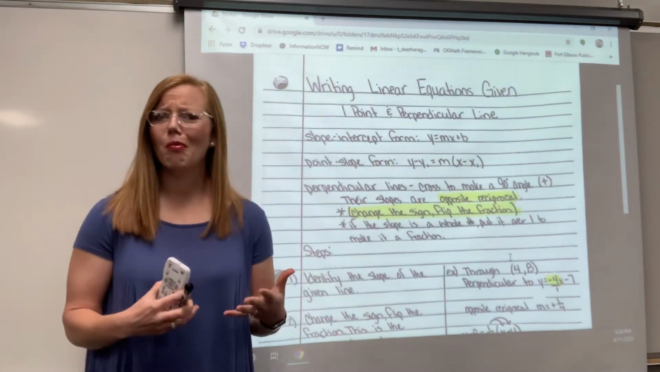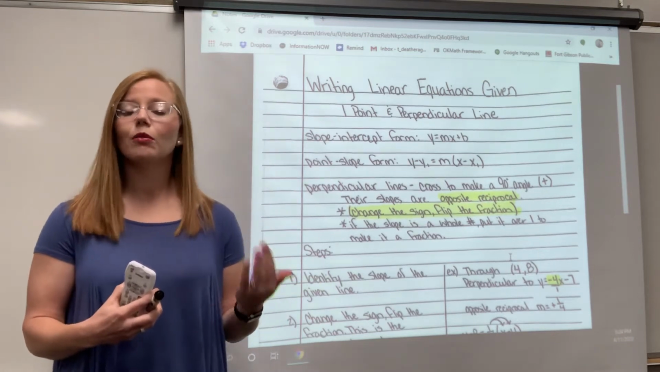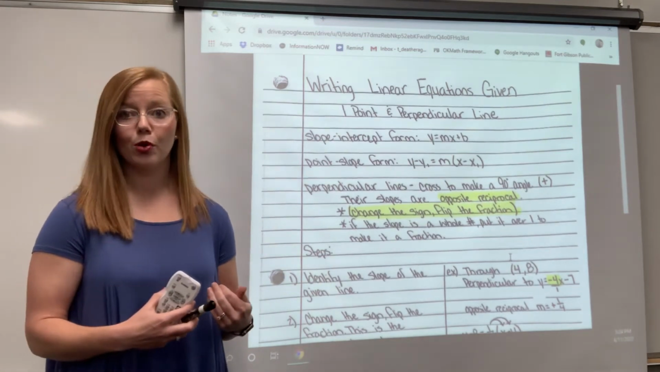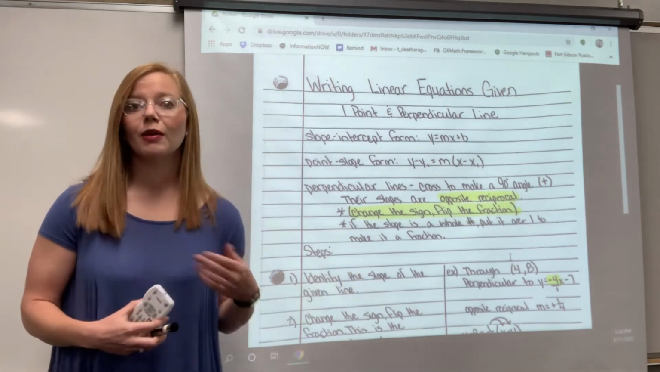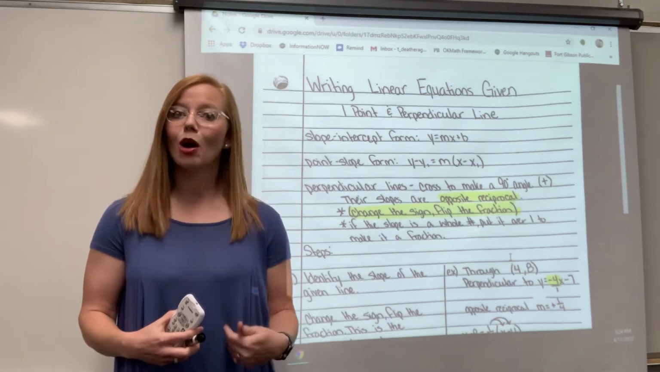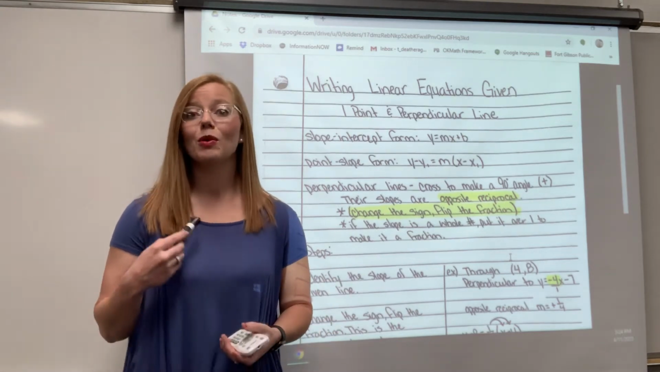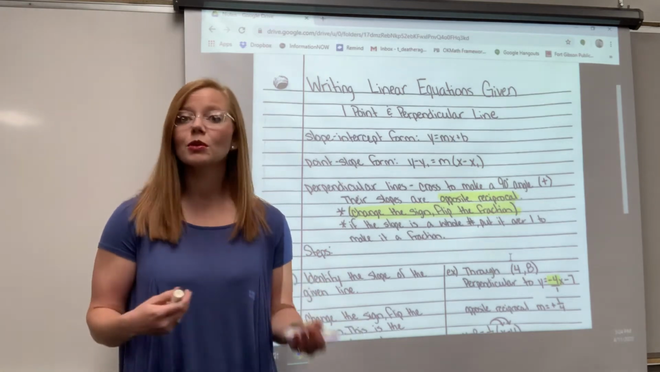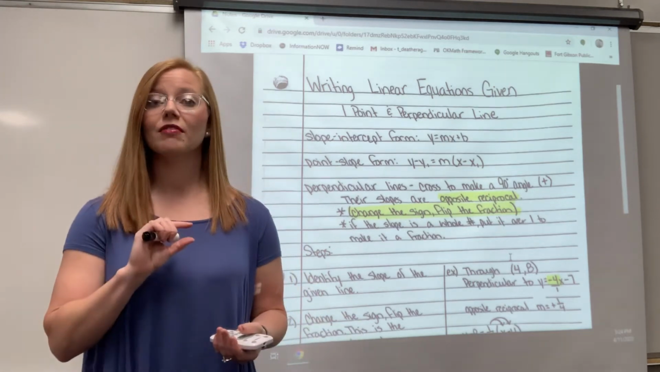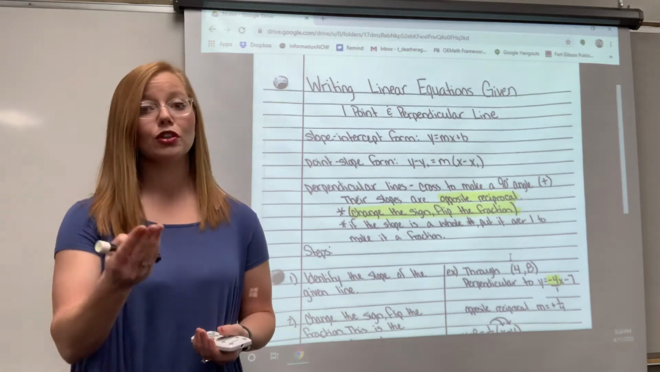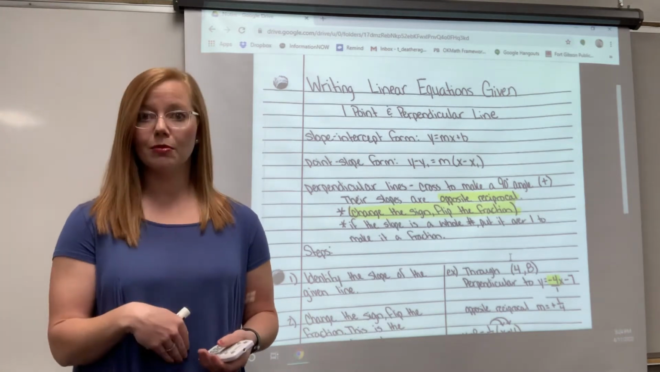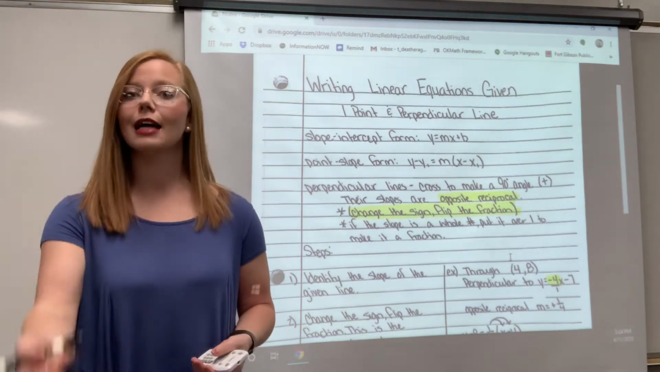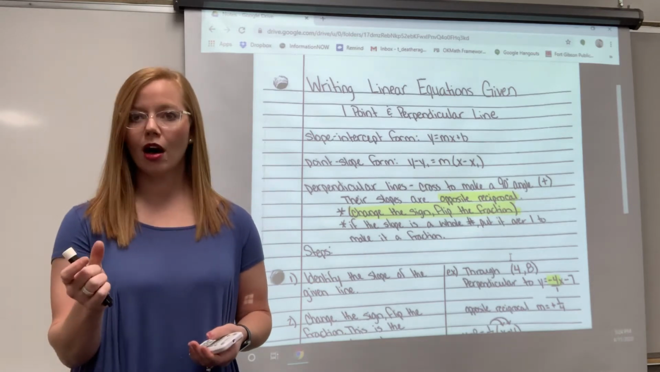Those are pretty mathy words, and so I wanted to break that down for you and make it a little more simple. Opposite, if I were to say what's the opposite of hot, you would tell me cold. If I were to say what's the opposite of positive, you would say negative. So that's what we're talking about whenever I say opposite. You're going to have the different sign. So if your slope was positive, it's now going to be negative. If it was negative, it's now going to be positive.